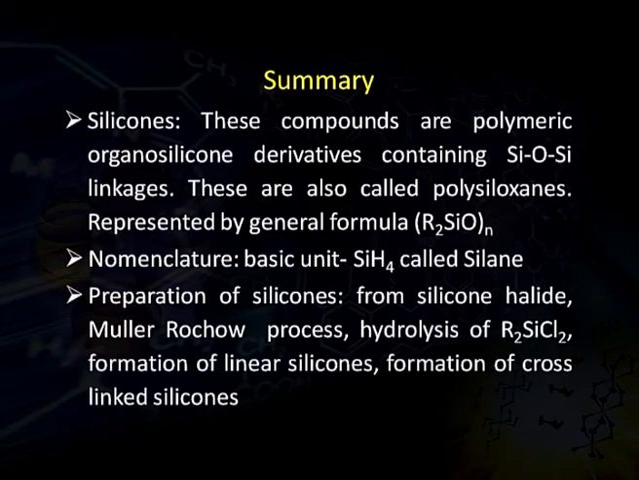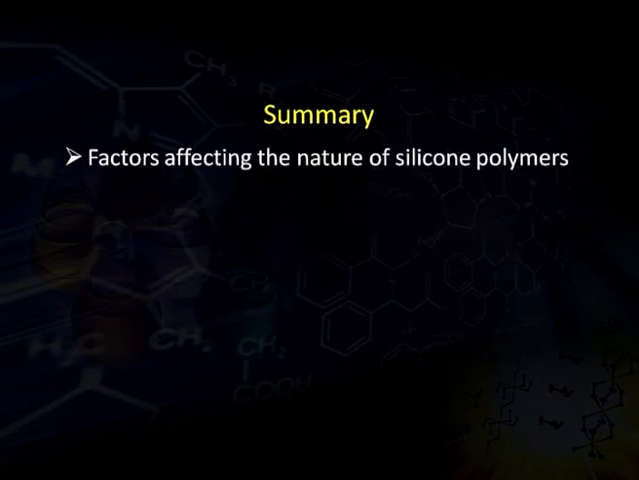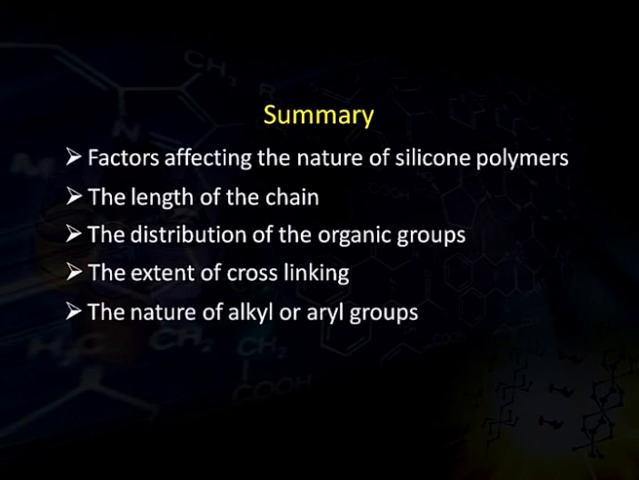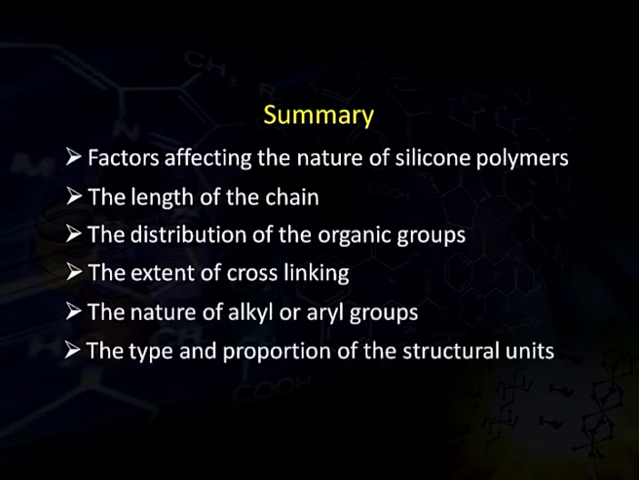Then we studied the preparation of silicons with various methods. The first one was from silicon halide, then we studied the Muller-Rochow process, the hydrolysis of R2SiCl2, formation of linear silicons, formation of cross-linked silicons. We also studied the factors affecting the nature of silicon polymers, which are the length of the chain, the distribution of organic groups, the extent of cross-linking, the nature of the alkyl and aryl group and the type and proportion of the structural units.